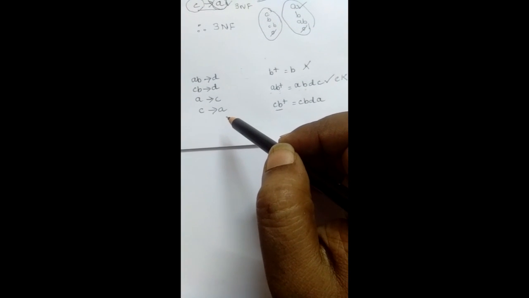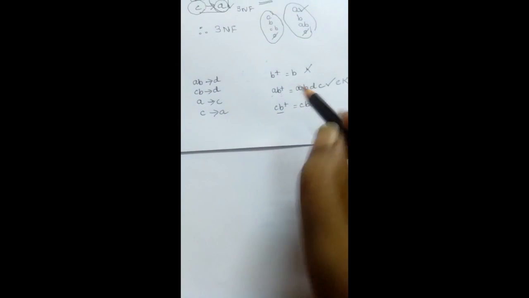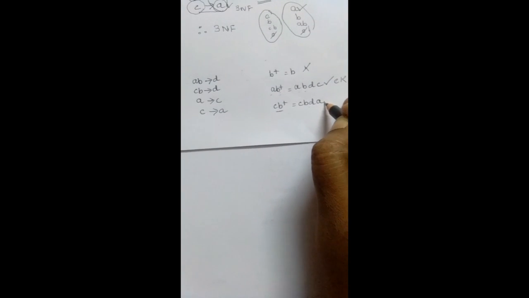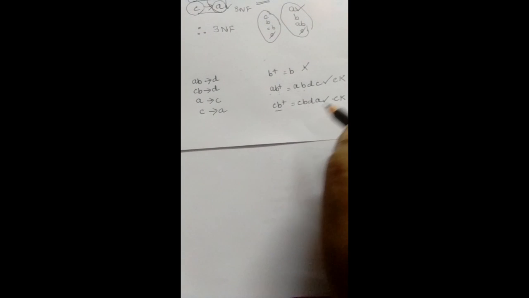With the help of A, B, we can obtain D variable. Therefore, all the four variables are obtained using CB closure. Therefore, here CB is also considered as a candidate.